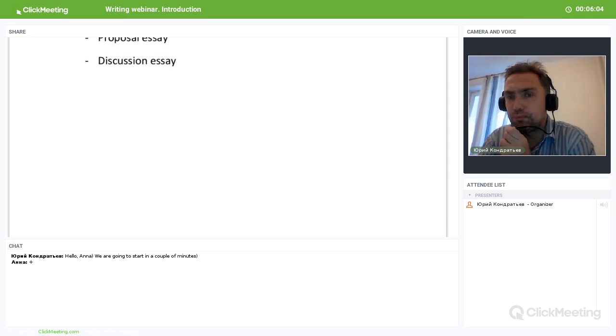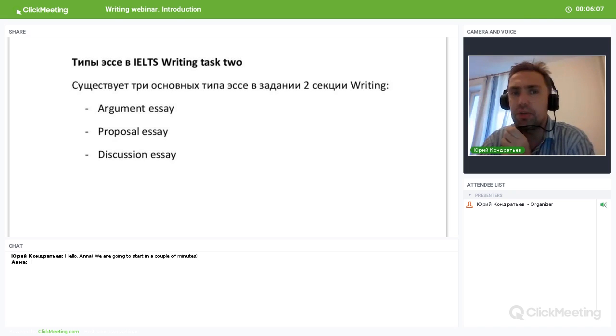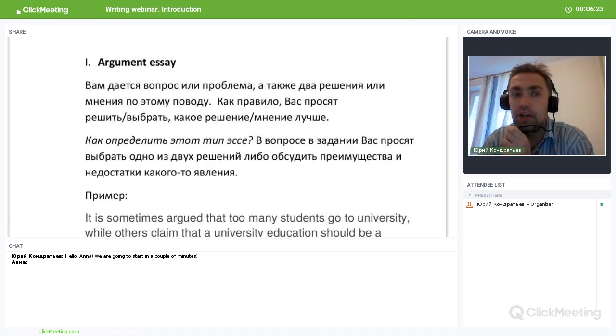All right, so basically there are three main types of IELTS essays. That's argument essay, proposal essay, and discussion essay. Let's have a look at all these types in a bit more detail. In an argument essay, you're given an issue or a problem and two solutions or two opinions about this problem. As a rule, you have to decide which solution or which opinion is better.